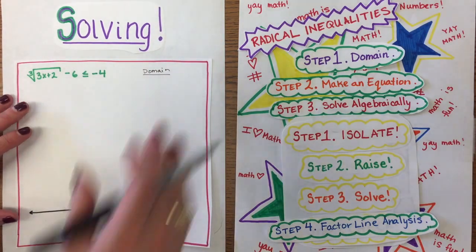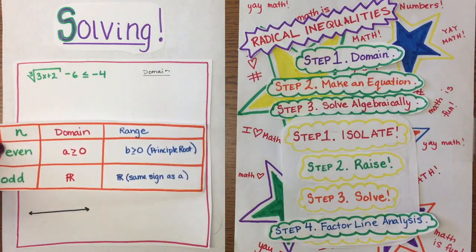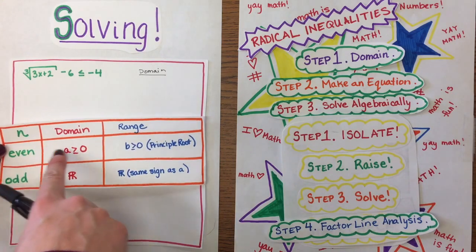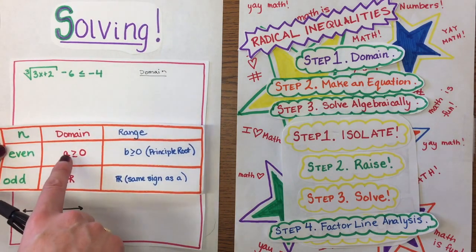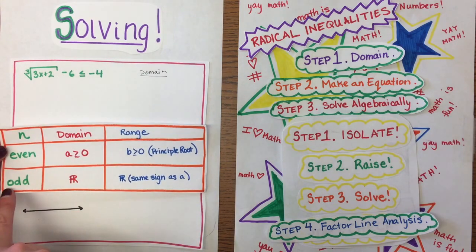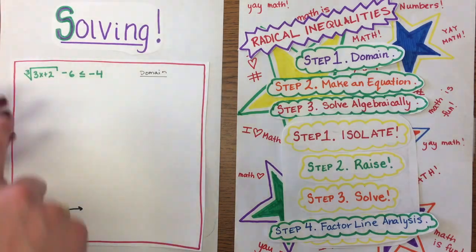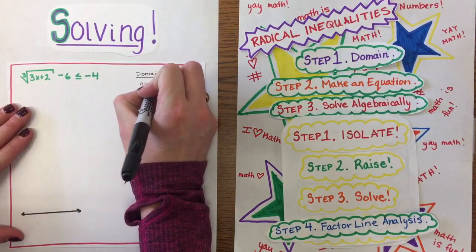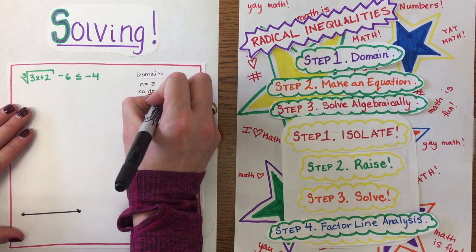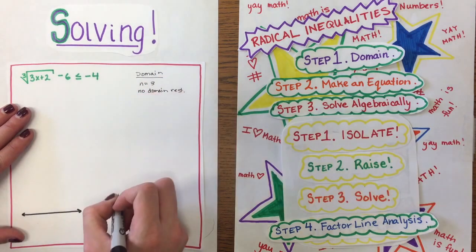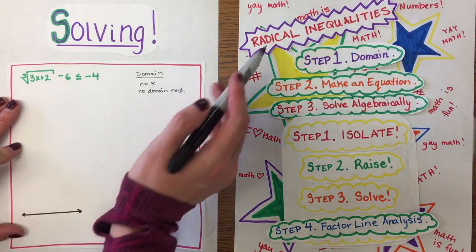Our first step is going to be to find the domain. You may want to go back to the domain video, but just as a refresher, if we have an even degree, the radicand has to be positive or equal to 0. If we have an odd index, we can put anything we want in here. So in this case, n is equal to 3, so there are no domain restrictions. Because n is odd, I don't need to consider that right now.